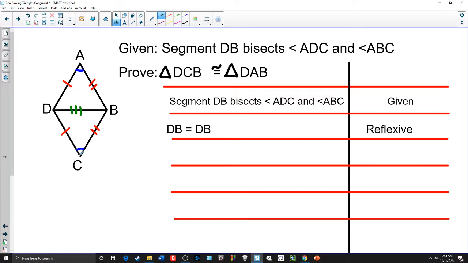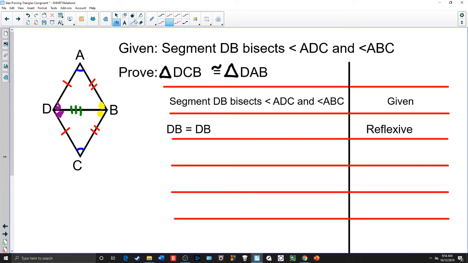So we have one pair of angles, A and C. I need to make sure that this angle, let me do a different color, matches up with this angle here. And I need to prove that this angle here matches up with this angle there. I know yellow is kind of hard to see, but I didn't have another color other than blue. So how can I get those angles congruent to each other? Well, it's going to have to deal with this fact that DB is a bisector.